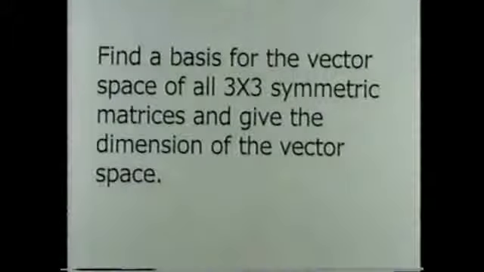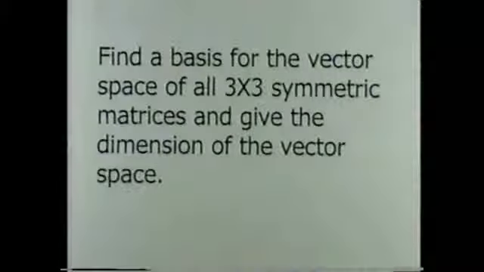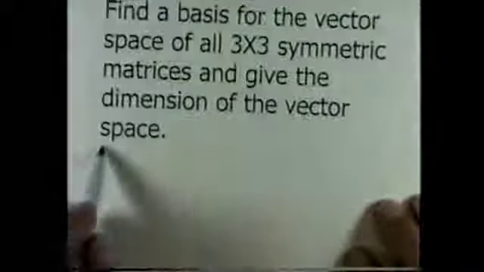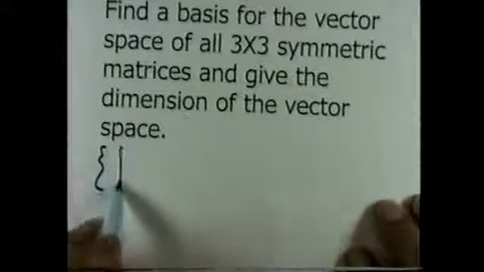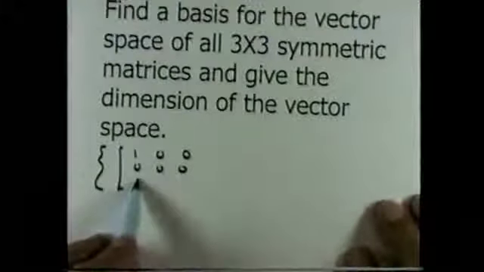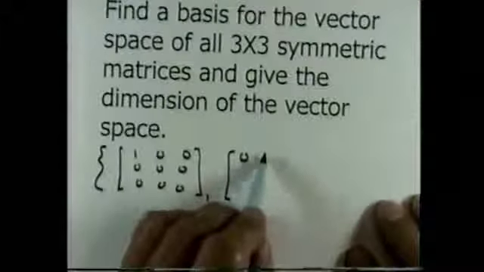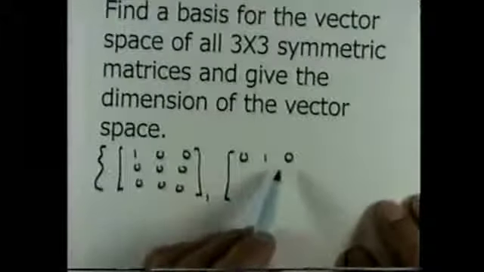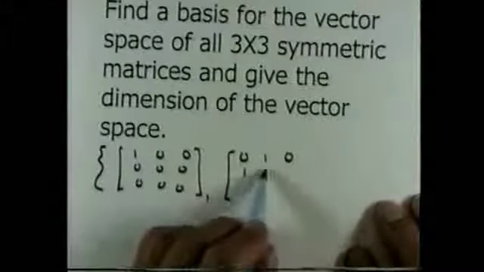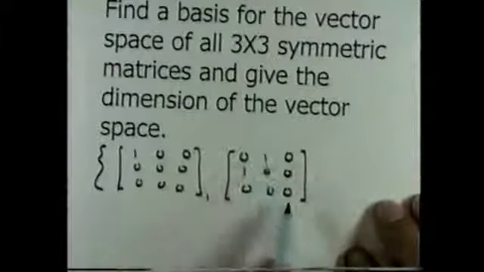But I didn't ask you that. I said, find the basis for the vector space of all 3x3 symmetric matrices and give the dimension of the vector space. Well, if we want symmetric matrices, we can use 1, 0, 0, 0, 0, 0, 0, 0, 0, nothing wrong with that one. But when I go to 0, 1, 0, I can't put all three zeros here. It wouldn't be symmetric. So I have to go 1, 0, 0, 0, 0, 0. So it has to be symmetric.